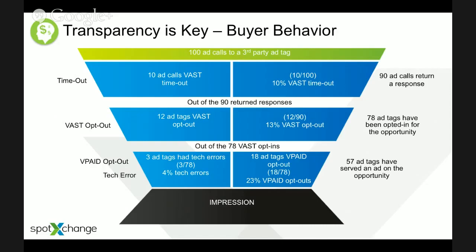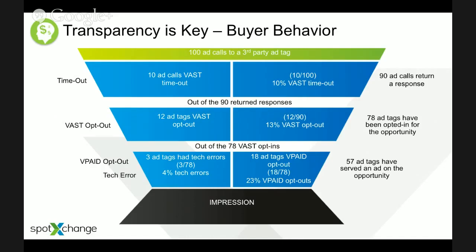It's pretty self-explanatory. When the inventory request comes in, the buyer sees it. However, they don't respond quickly enough. So instead of serving an impression, they're actually timed out from serving anything. This is happening roughly about 10% of the time on this particular example. The second part we see is a vast opt-out. This means that when an ad call comes in, the actual demand source decides to not participate in this particular auction, and therefore, like in this example, it looks about 13% of the time it's happening. So right there, we already have 22 of the actual responses from the buyer are not even participating or not even included in the actual auction.